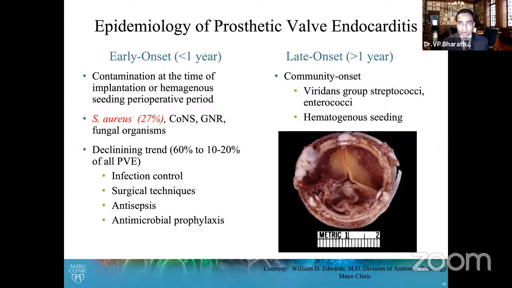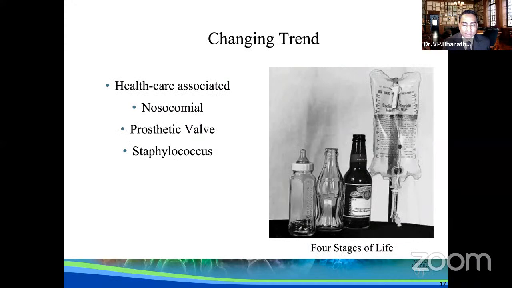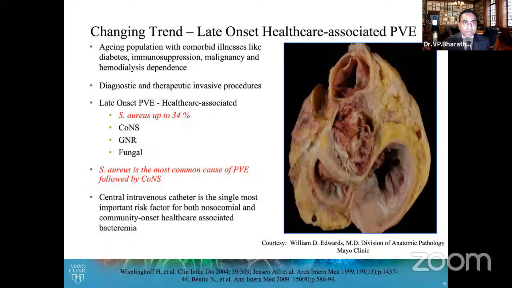We talked about the changing trend in the Western world. There is a huge increase in the aging population, and more patients undergo invasive procedures and prosthetic valve implantation. And so we are seeing more cases that are common in the elderly population. This trend results in a high number of patients associated with Staph aureus.